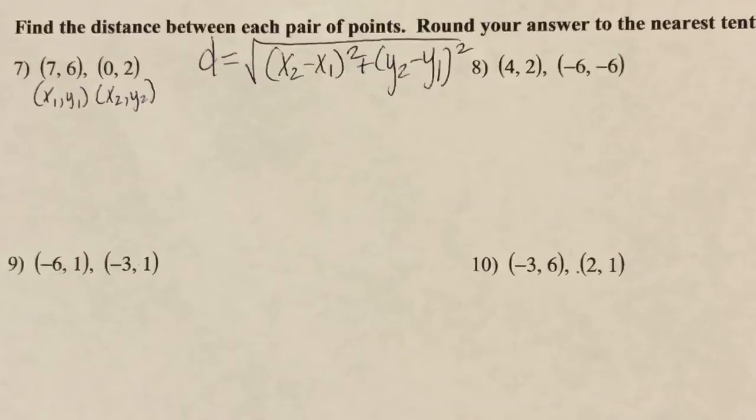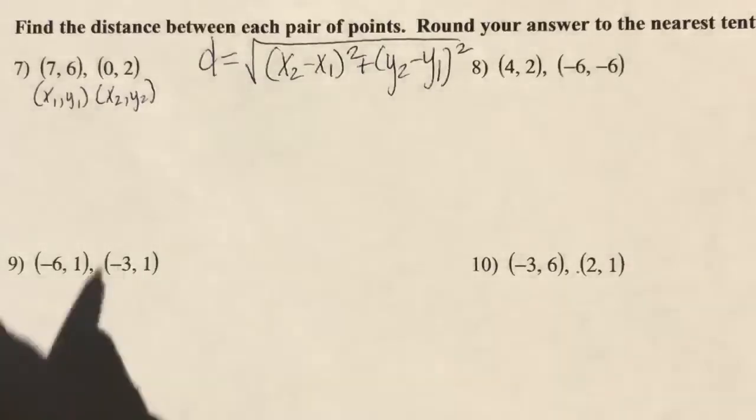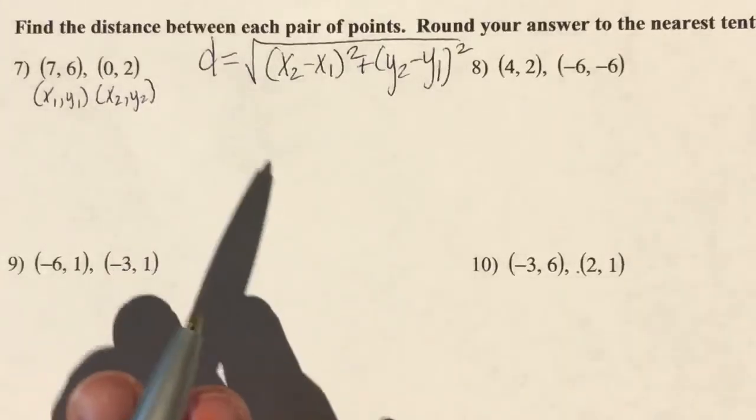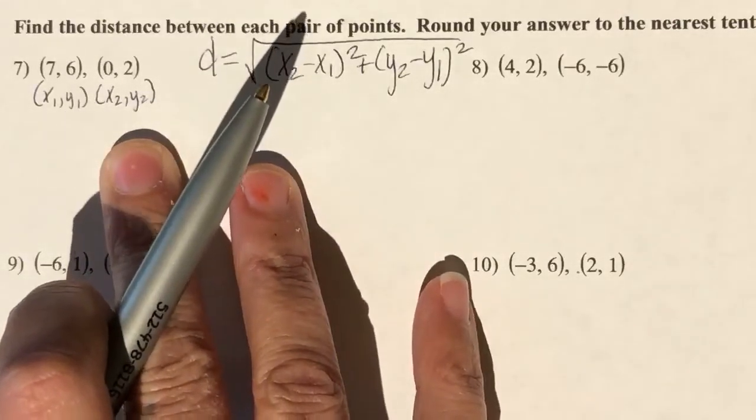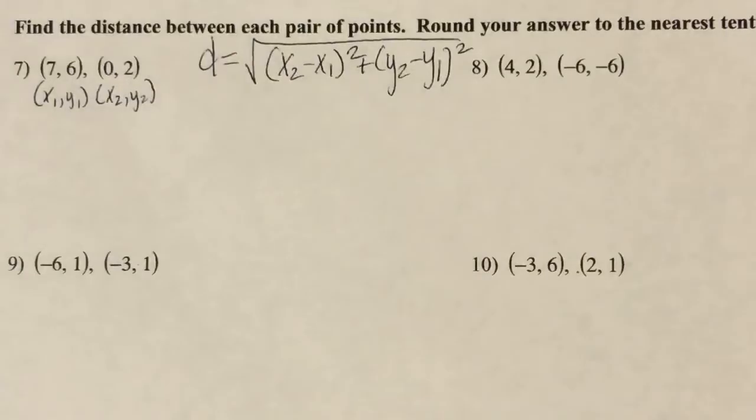So these are your 2 points. I've got x1, y1, and x2, y2. Okay, and I'll do some midpoint too.